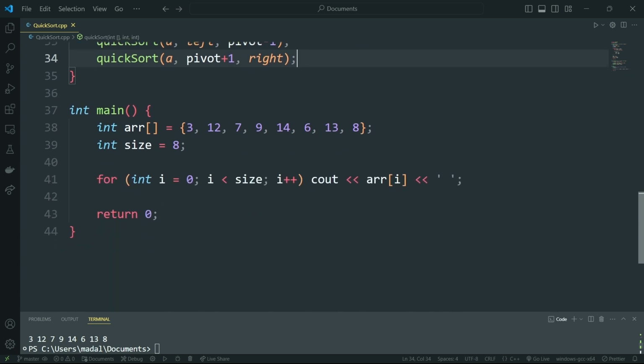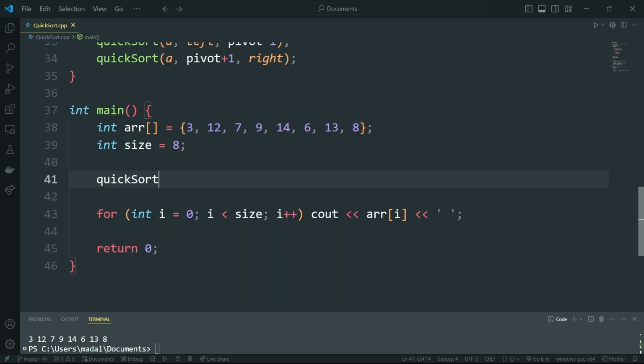Now in my main function, I actually have here the array that I want to sort, its size, and I have here a for loop that's going to print the elements of that array. Now down here, I've already printed our array. It is obviously not sorted yet. So let's apply the quicksort algorithm here.